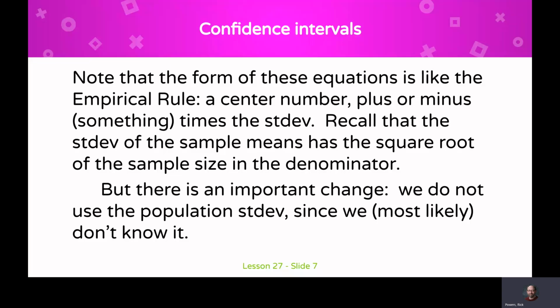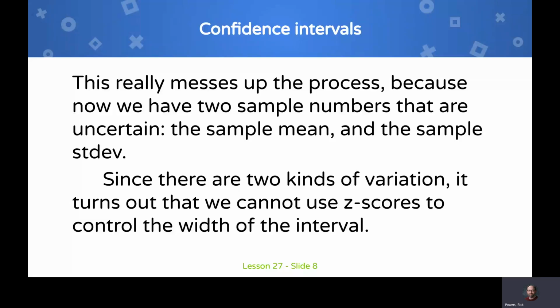Note that the form of these equations is like the empirical rule, a center number plus or minus something times a standard deviation. Recall that the standard deviation of the sample means has the square root of the sample size in the denominator. But there's an important change. We do not use the population standard deviation since we most likely don't know it. This really messes up the process because now we have two sample numbers that are uncertain, the sample mean and the sample standard deviation. Since there are two kinds of variation, it turns out we cannot use z-scores to control the width of the interval.